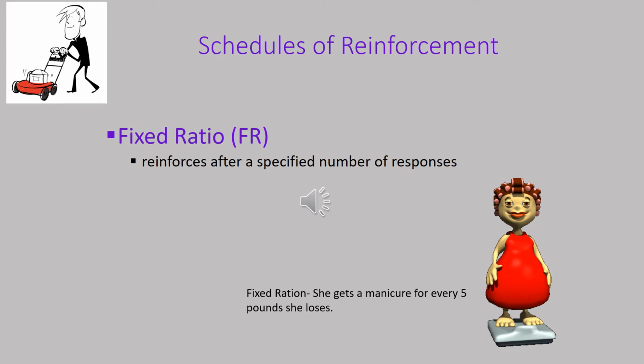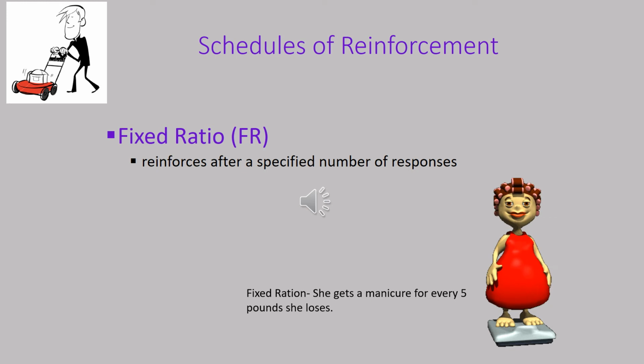Now we need to look at 4 schedules of reinforcement. The first schedule of reinforcement is a fixed ratio, or FR. This type of reinforcement gives a reward for a specific number of responses.